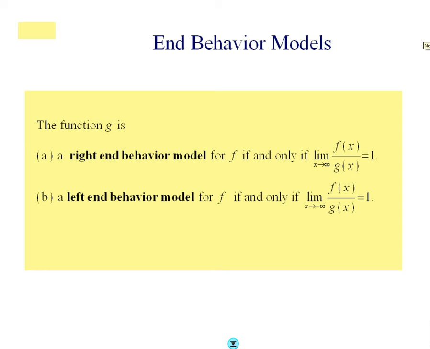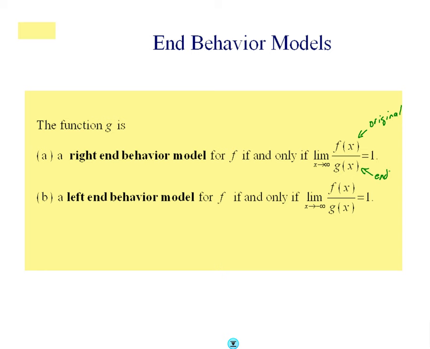More formally, if I have an end behavior model and I want to talk about the right end behavior model, that means I want to zoom out to the right. I want to look over to the right and zoom way back. So that is why x is going to infinity. If I take f of x, my original function, and divide it by my end behavior model, and I zoom way out, or take x to positive infinity, I should get 1, and that means that I have a good end behavior model.